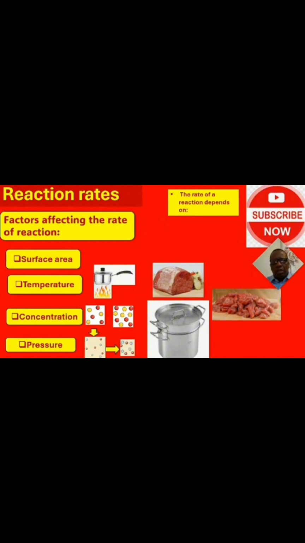Now, the rate of reaction depends on, 1, the frequency of collisions. The greater the surface area, the more the collisions. The higher the temperature, the greater the energy, and the more the collisions. 2, the energy of the particles, which is the temperature which we have spoken about. And also, there is a certain minimum amount of energy that is required for a reaction to take place.